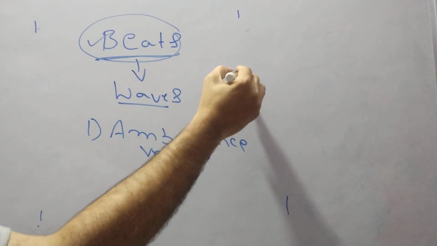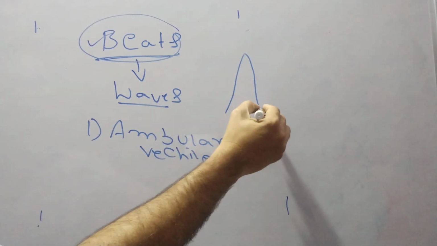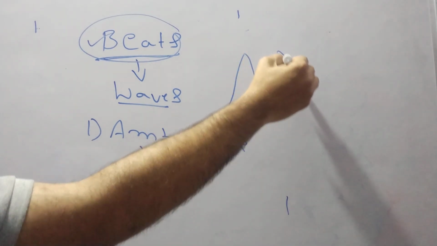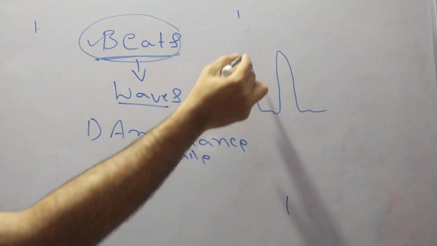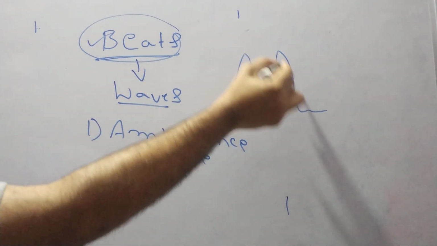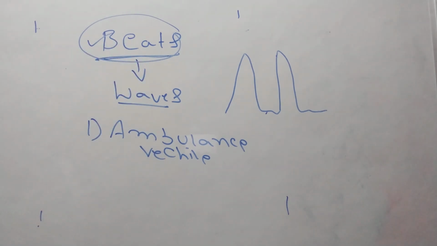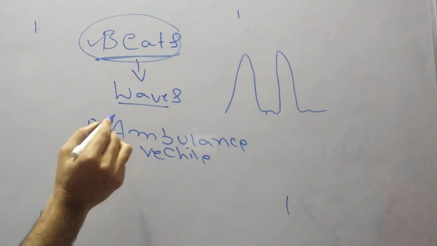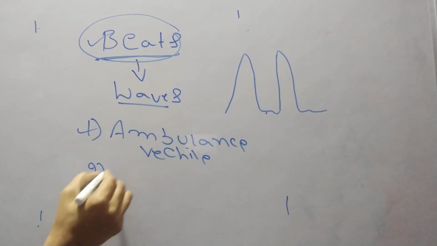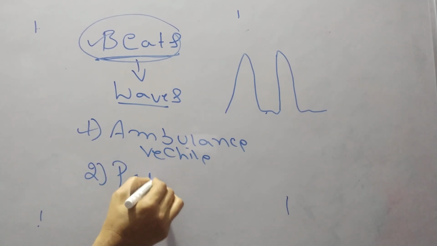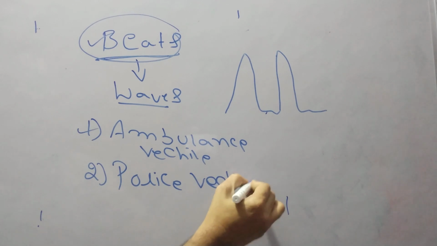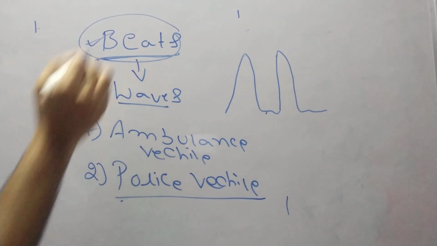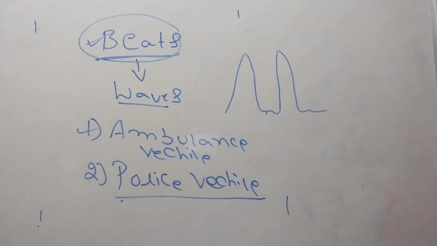The sound will reach a maximum and then a minimum like this, going to maximum and minimum again. So the sound will be like this. That is known as beats: maximum, reaching minimum, maximum, minimum. That is the beat sound which we can hear in an ambulance vehicle and in police vehicles also. Here also we can see the sound of beats, right?